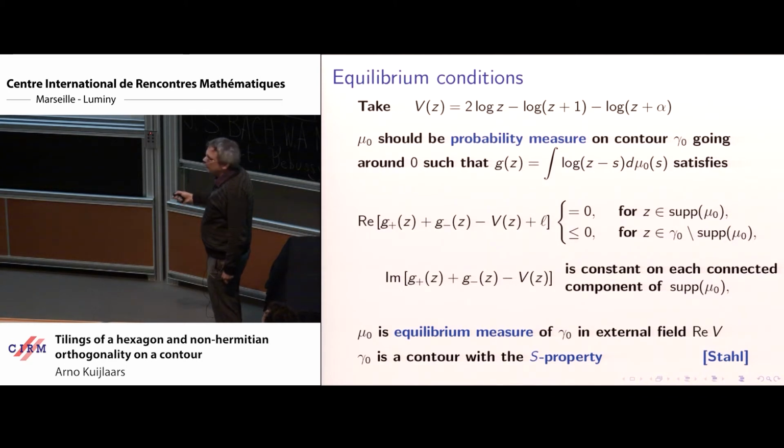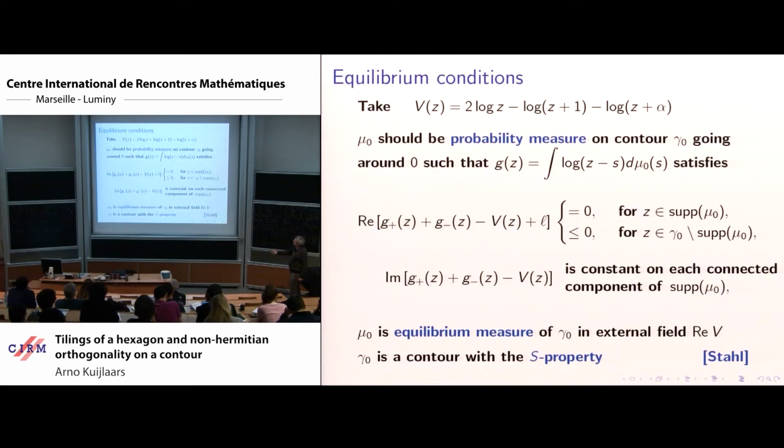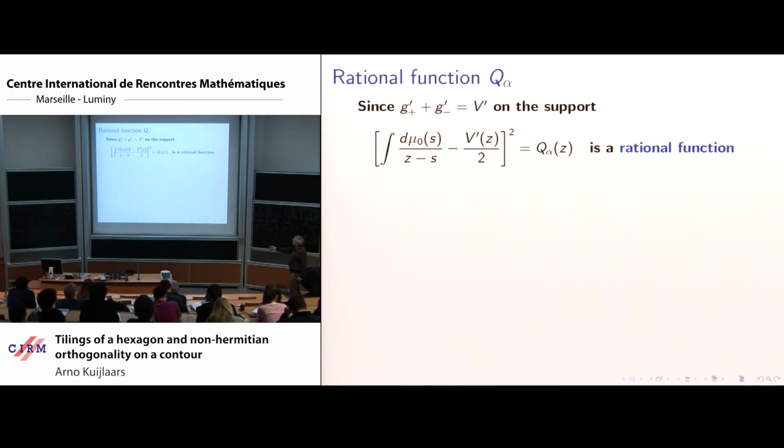That is part of the problem. We have to find a curve with the S property in its external field V. Now, what comes out here is that if you take a derivative of these relations, you will see that the sum of the derivatives of the G function, the boundary values from the two sides on the contour, is equal to V prime on the support.